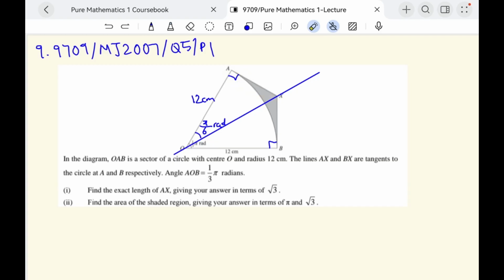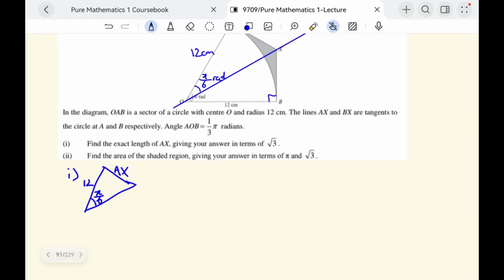Since A is the point of contact, AX is tangent to the arc AB of the circle, where A is the point of contact and this is a 90 degree angle. So if you redraw the triangle outside, here will be your triangle, and I'm going to rewrite the information. Here is pi over 6, because you divide this by half, right? And here is the 12, and AX.